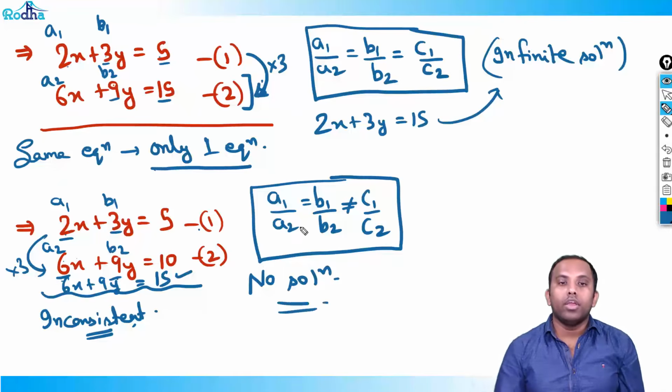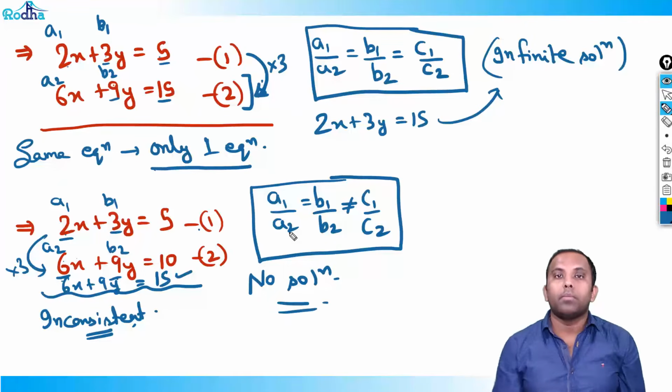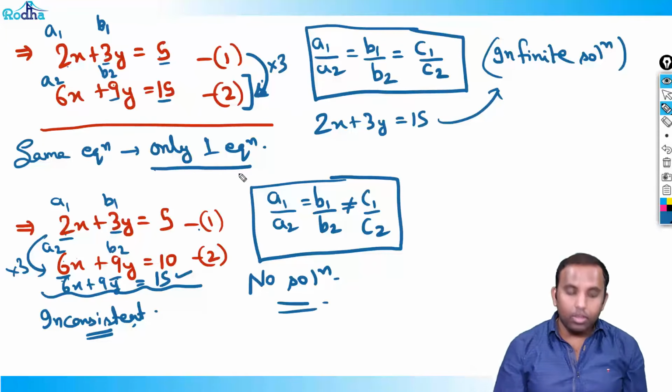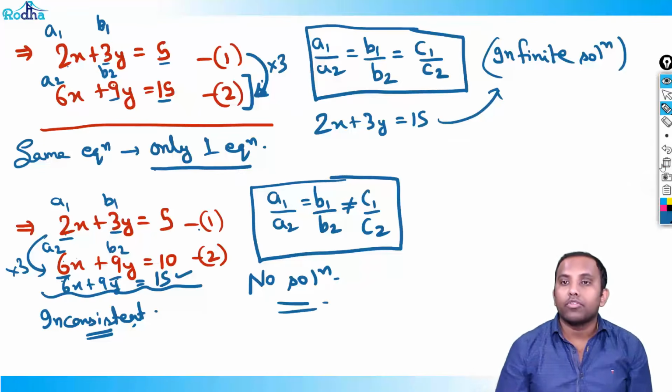So we get no solution when a1 by a2 is equal to b1 by b2, which is not equal to c1 by c2. Correct? I hope it is fine.